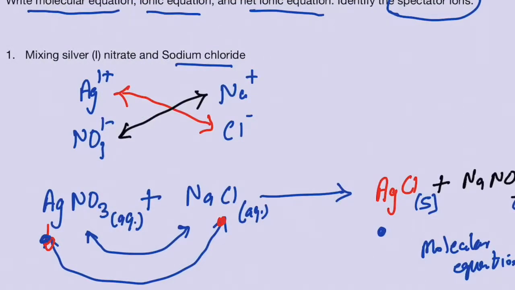When you're rewriting this reaction, it's going to be Ag1 plus aqueous plus Cl1 minus aqueous, and that's going to make AgCl solid. So that's going to be your net ionic equation, and whatever ions cancel out are called the spectators. In this case, the spectator ions are the sodium 1 plus and the NO3 1 minus.